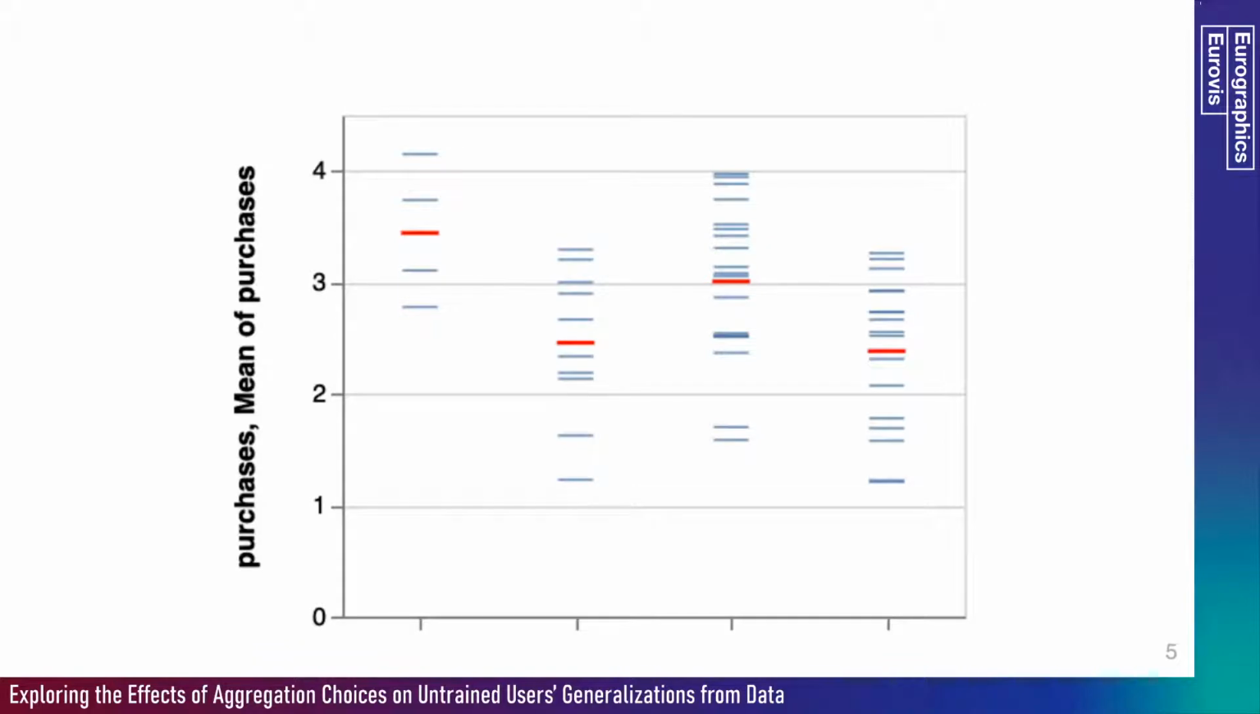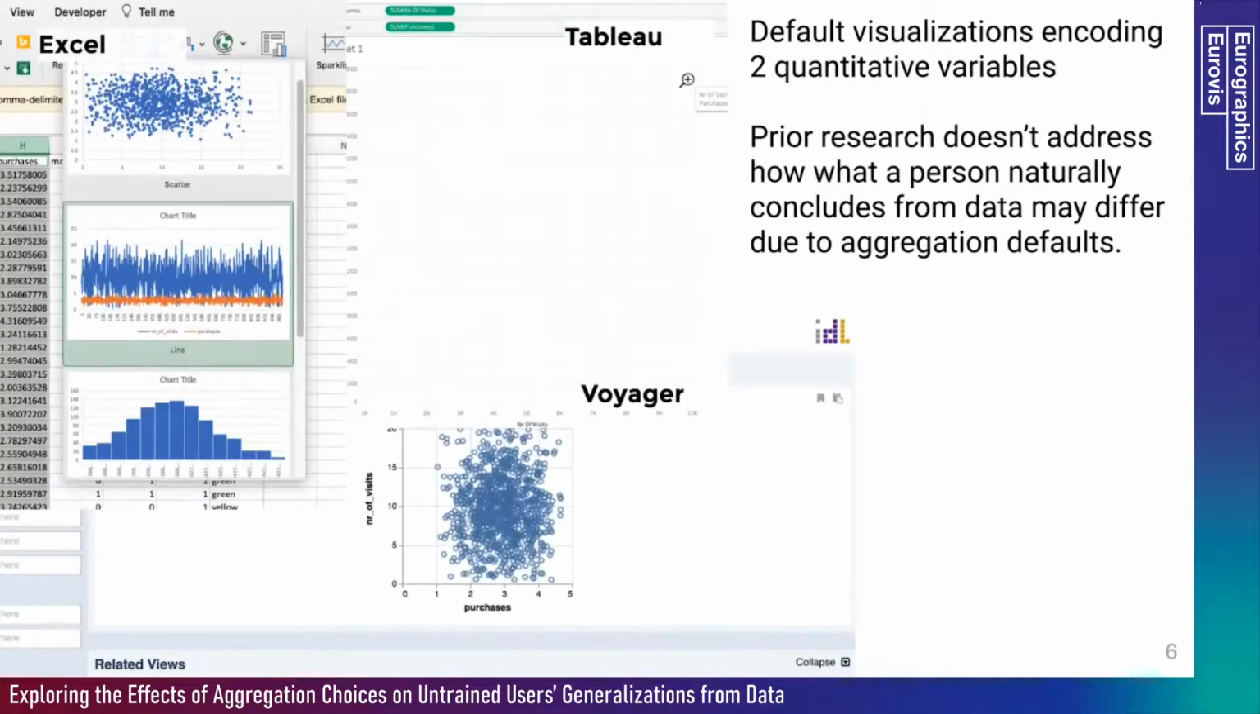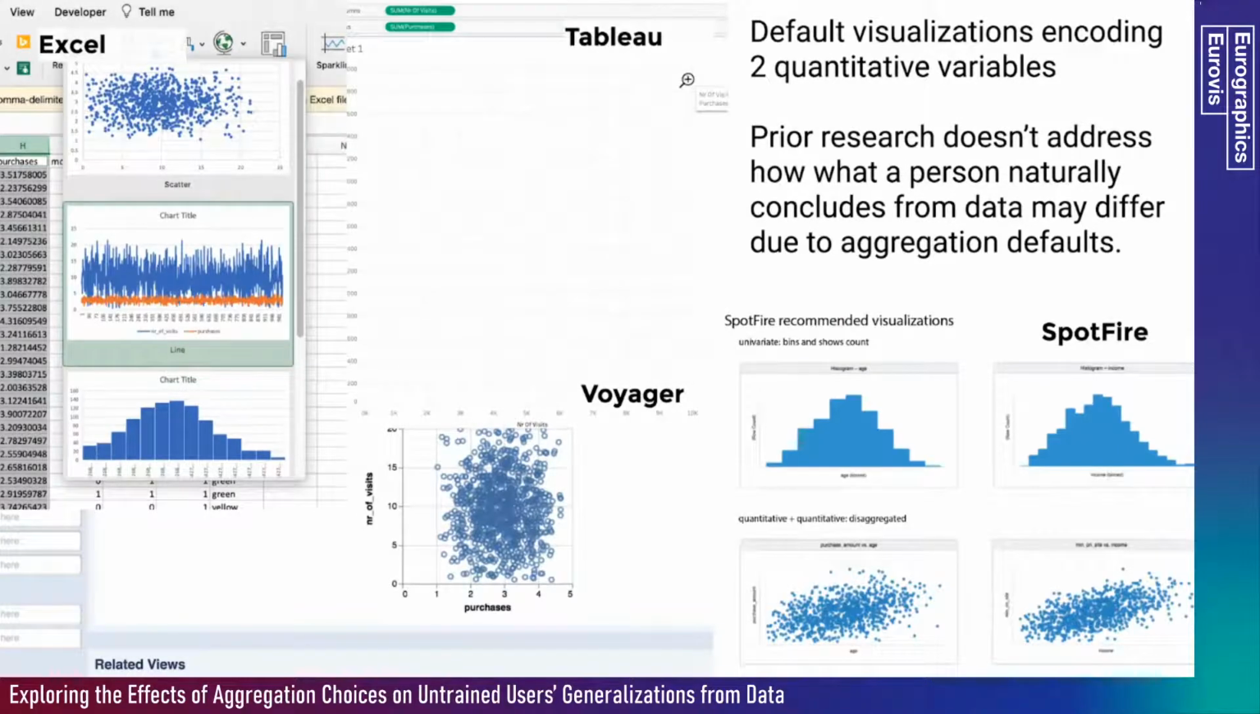We know from prior research that how data is summarized can influence how well different tasks, such as identifying a mean or finding outliers, can be performed. However, we know much less about how the inferences a person makes when they're simply examining a visualization to better understand data are affected by aggregation strategies.